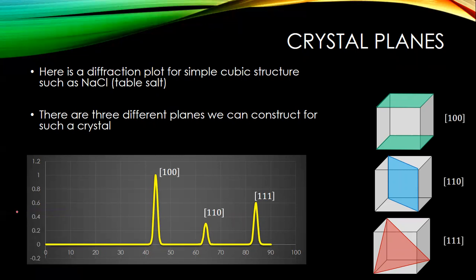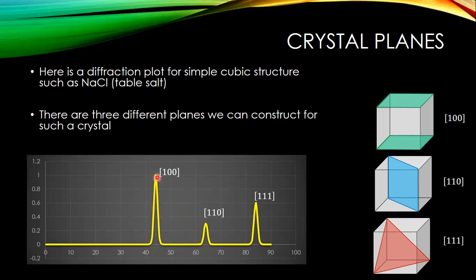And the major planes that we have are the 1, 0, 0 plane. These are just basically the planes of the cube. The 1, 1, 0 plane, which is a diagonal in one direction across the cube. And then finally, this diagonal plane right here. And if we place the sample in an X-ray powder diffraction spectrometer, we can see each of these different planes will reflect strongly at the Bragg condition, at a particular angle.